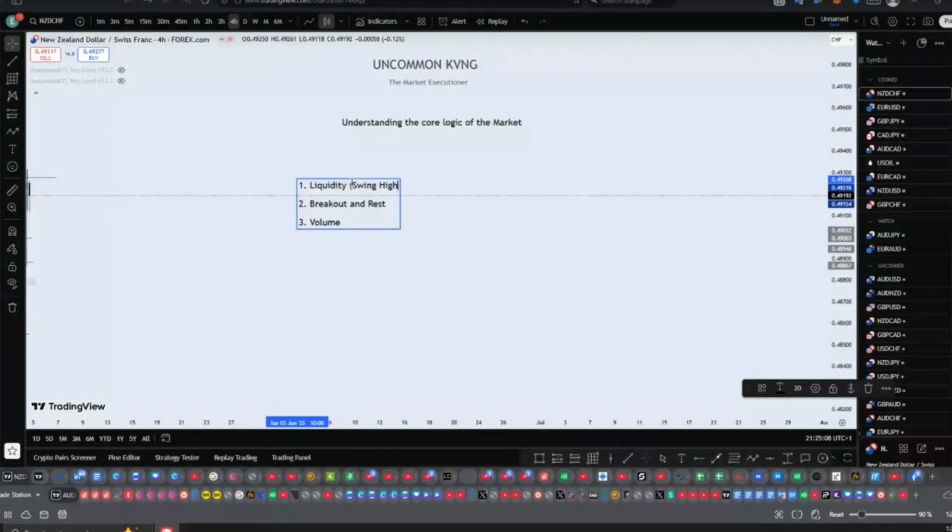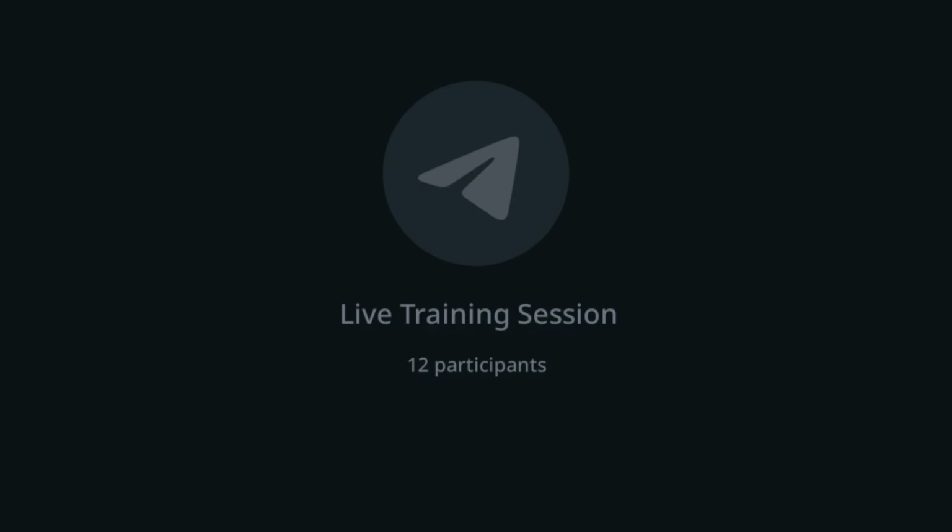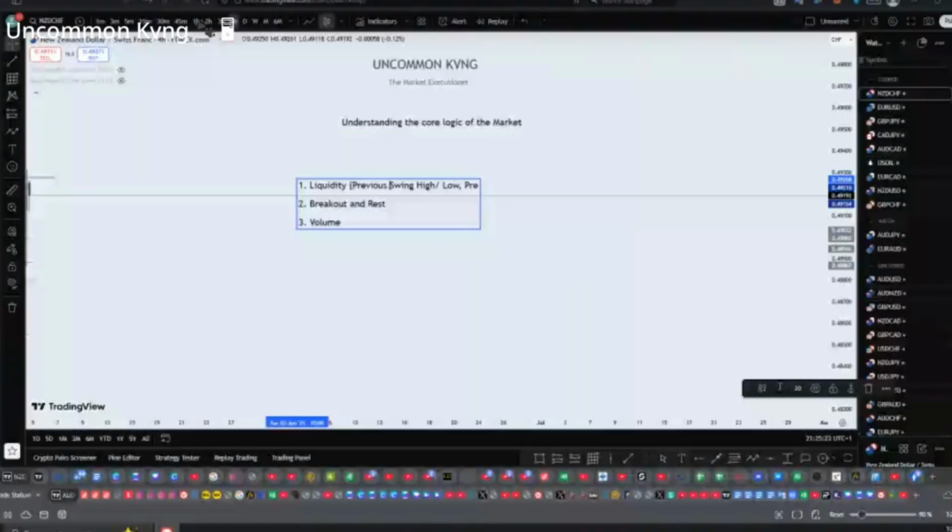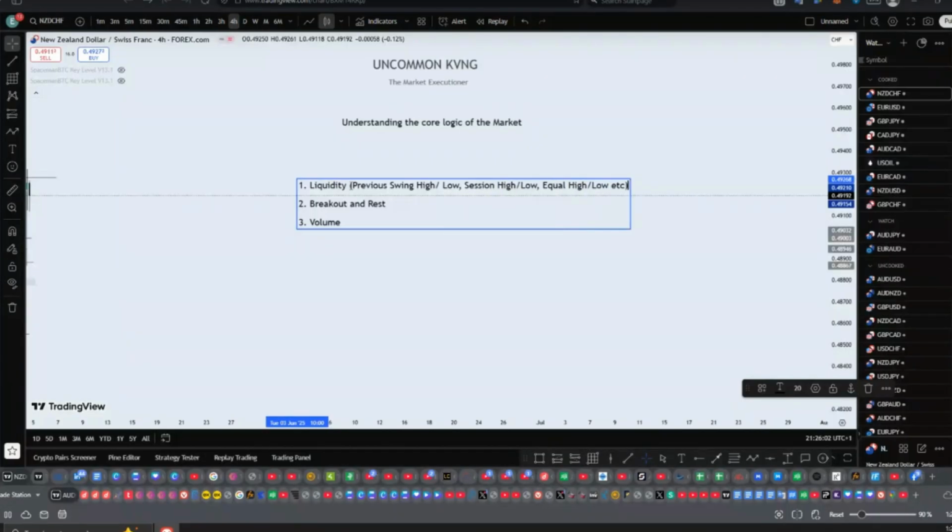We're looking at the previous swing high and previous swing low, because it could be the previous monthly high, previous daily high, or previous weekly high or low. We also talk about session high or session low, equal highs and equal lows, which we look at on the chart. So liquidity is very, very important. Once you understand that liquidity is what moves price from point A to point B, you will know that to determine your directional bias, it has to be in line with a liquidity target.